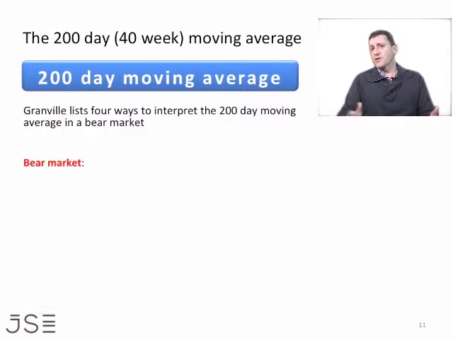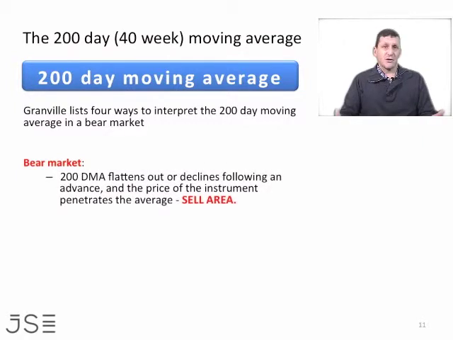Just as Joseph Granville explained that there are 4 ways to interpret the 200-day moving average in a bull market, there are in turn 4 ways to interpret the 200-day moving average in a bear market. Firstly, the 200-day moving average flattens out or declines following an advance of prices, and the price of the instrument will penetrate that moving average from above. This will provide us with a good selling opportunity.